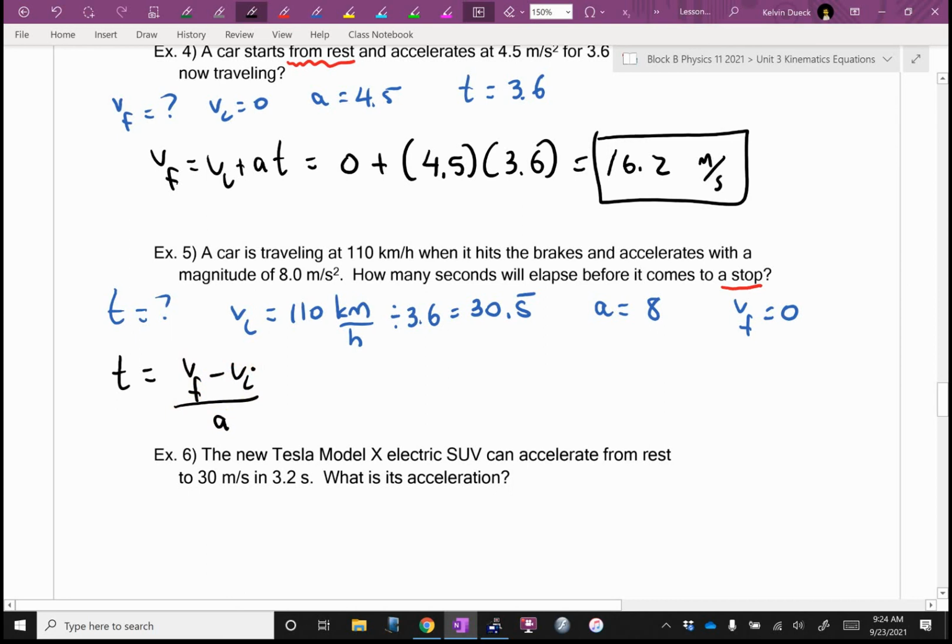Are you getting a weird answer? Those of you that have worked ahead, patience. There's a punchline coming as well. But I like the fact that you worked ahead. So it's going to be 0 minus, I'm going to write 30.5, but what button am I going to hit? Yeah. All over 8.